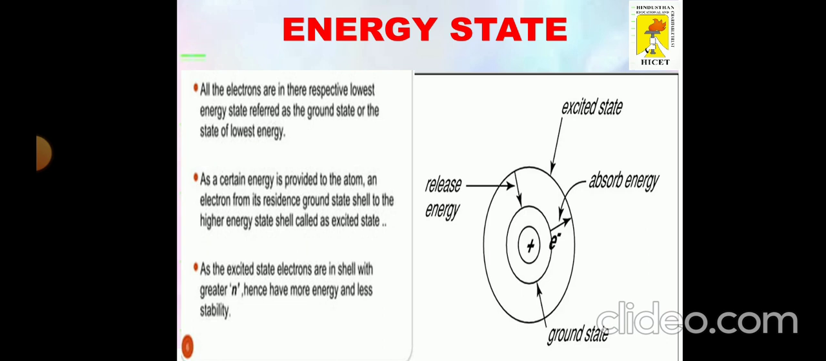The energy state. All the atoms are in the lowest energy state, the ground state. When an atom gets excited, it moves to the next level of state, and then it again moves back to the ground state.